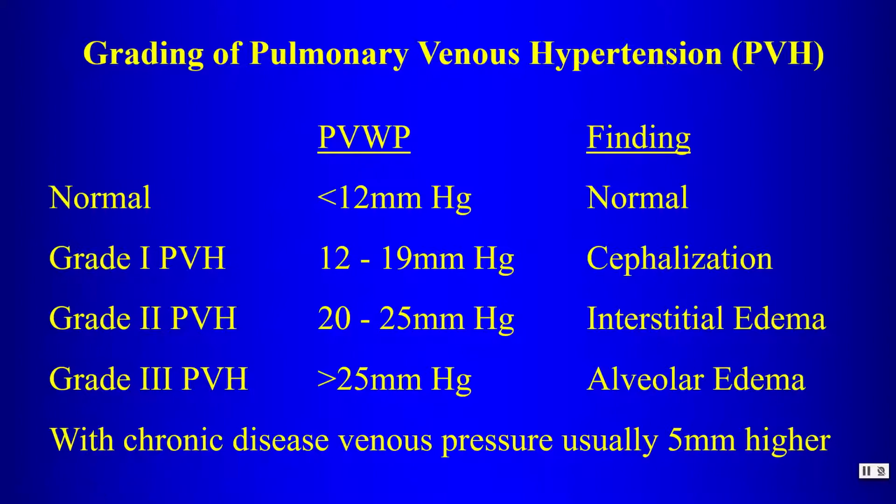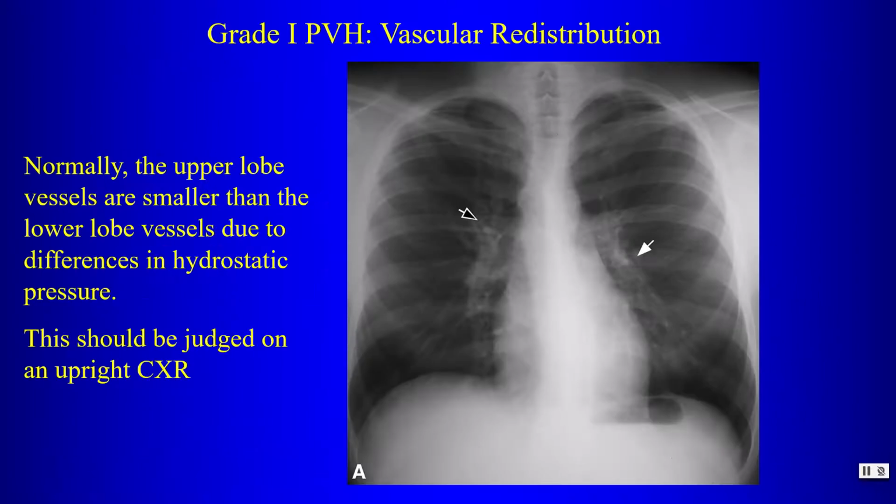Now you do need to be familiar with these numbers, the correlate of the pulmonary venous wedge pressure, and what is the finding on the chest radiograph. So normal is less than 12 millimeters of mercury. At 12 to 19, we get grade 1 pulmonary venous hypertension where we see cephalization. At grade 2, we see interstitial edema. And grade 3, at greater than 25 millimeters of mercury, then we will see alveolar edema. Now with chronic disease, the venous pressures are usually 5 millimeters higher for each of these categories.